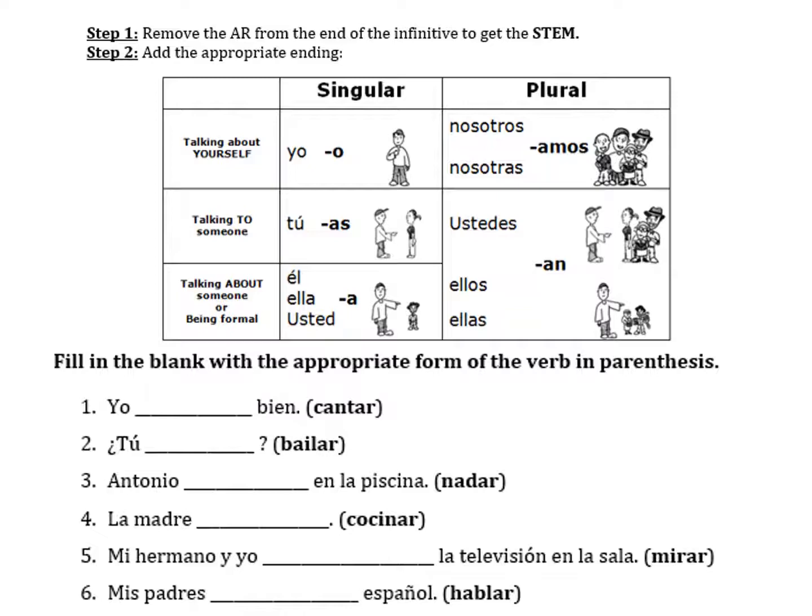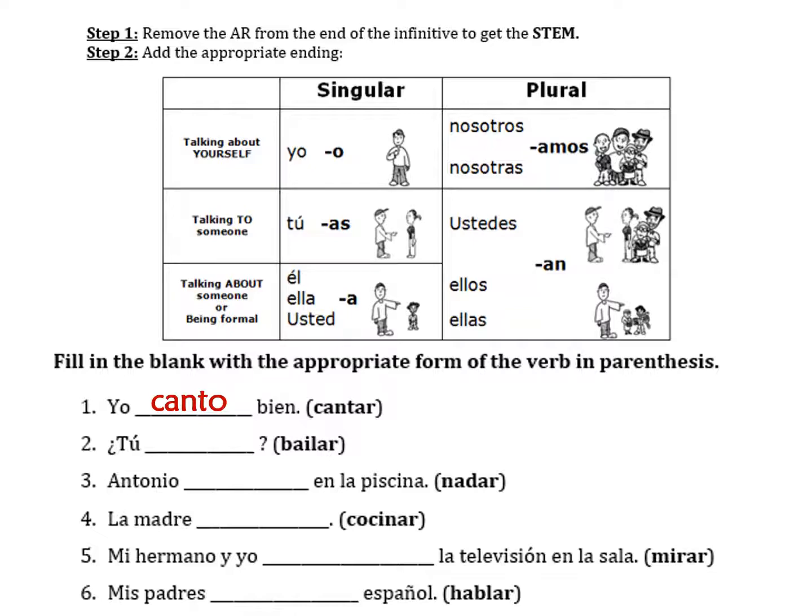Now we need to add the appropriate ending, which is our step 2. We need to look at who we're talking about. In number 1, we have the word yo. Yo is in our chart, and the yo ending is o. So we simply add an o to the end of cant to make canto. Yo canto bien.